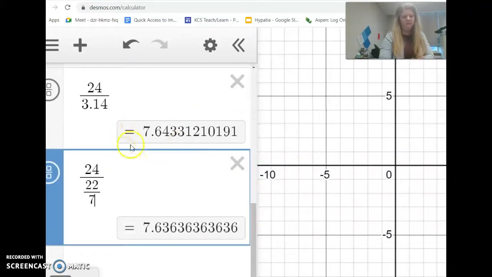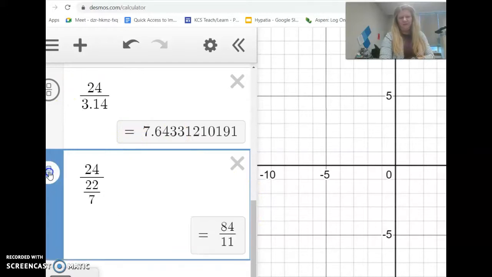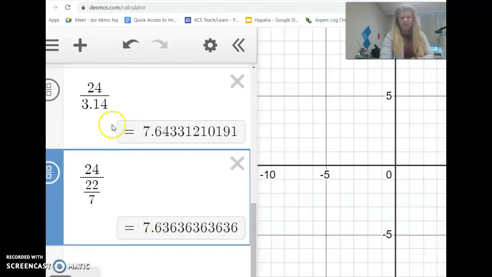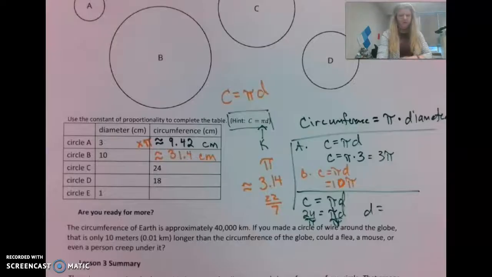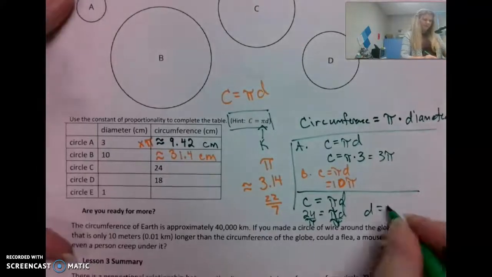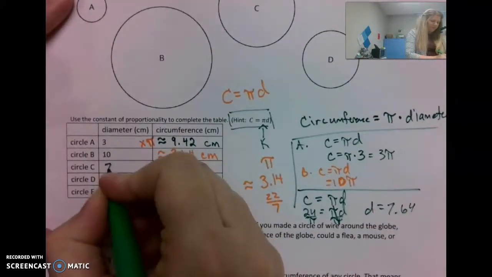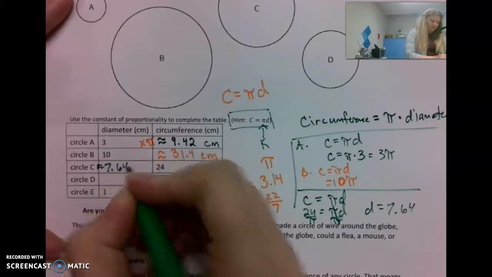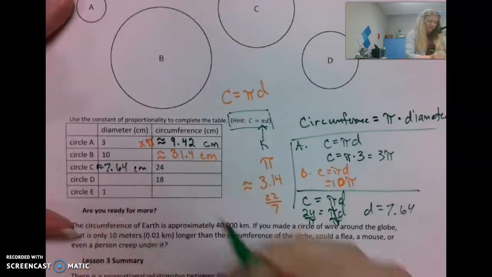Again, very similar. See what that looks like as a fraction. I'm actually preferring this maybe to the hundredths place, 7 and 64 hundredths. So that's what I'm going to leave it as. The diameter here is approximately 7.64 centimeters.